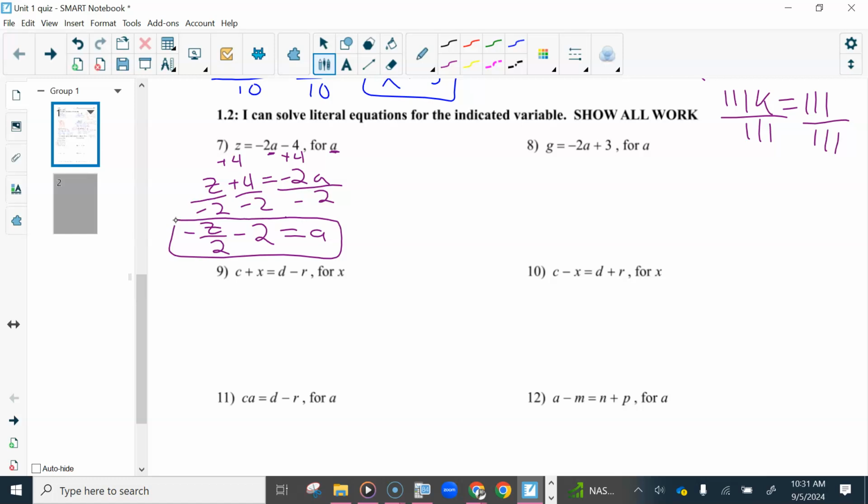Some common mistakes I saw there: we subtracted the Z and 4 thing, didn't divide everything separately, or forgot the negative. Did you have any questions about that one?